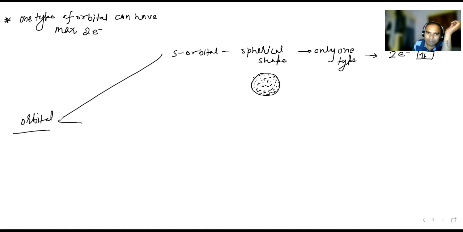Now we are going for the p orbital. If you talk about the p orbital, this is the dumbbell shape.